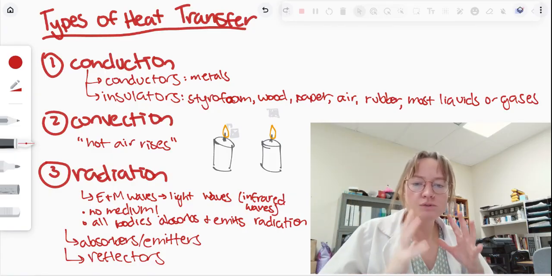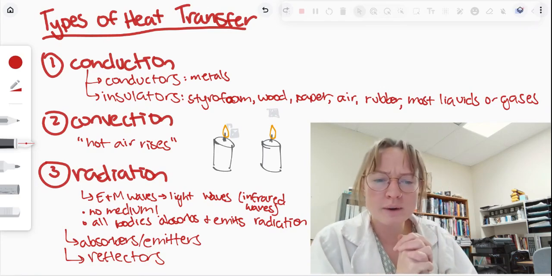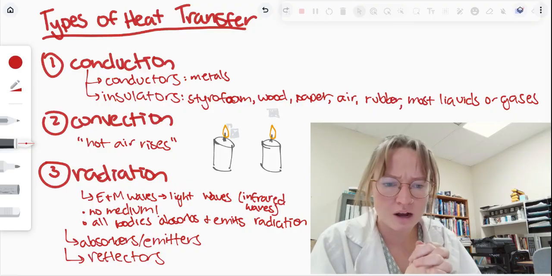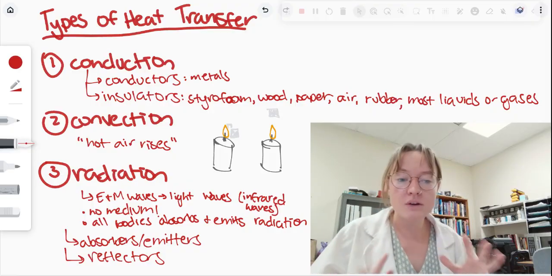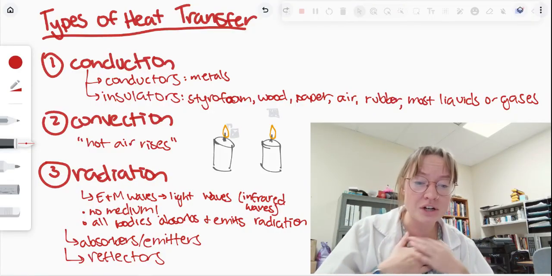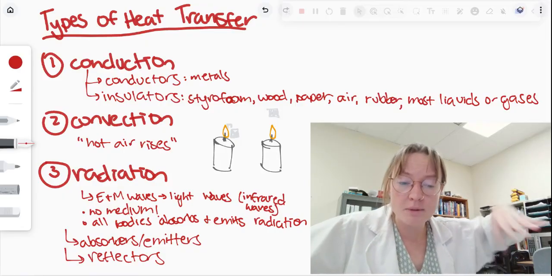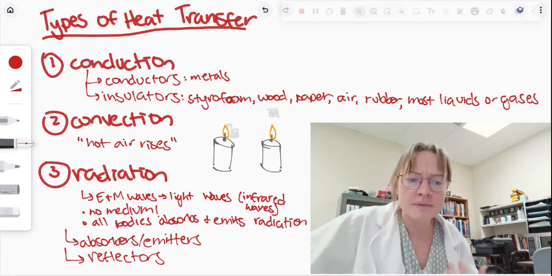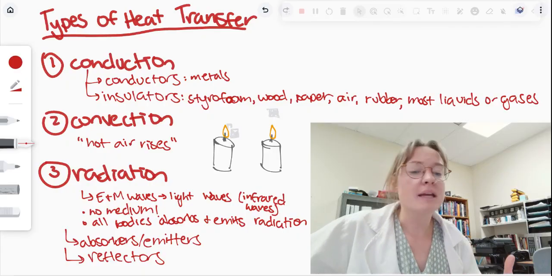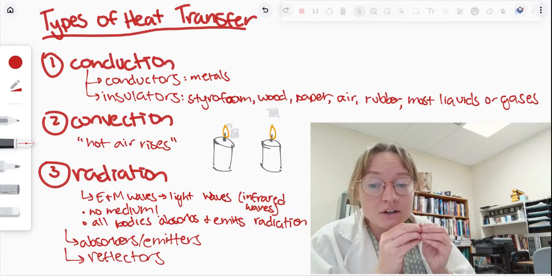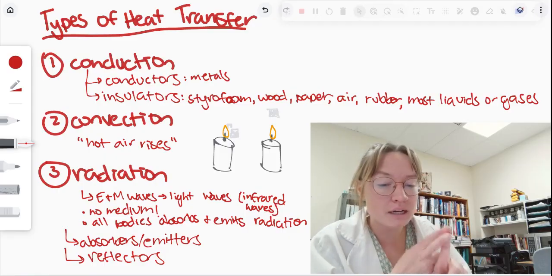You know about this because you know that there are certain colors that are good to wear on a hot day and other colors that are bad to wear on a hot day if you want to keep cool. In the summertime, if you're wearing a black t-shirt, you're going to feel way warmer than if you're wearing a very light colored t-shirt. Why does that make a difference? Well, because black as a color is a better absorber and a better emitter of radiation.